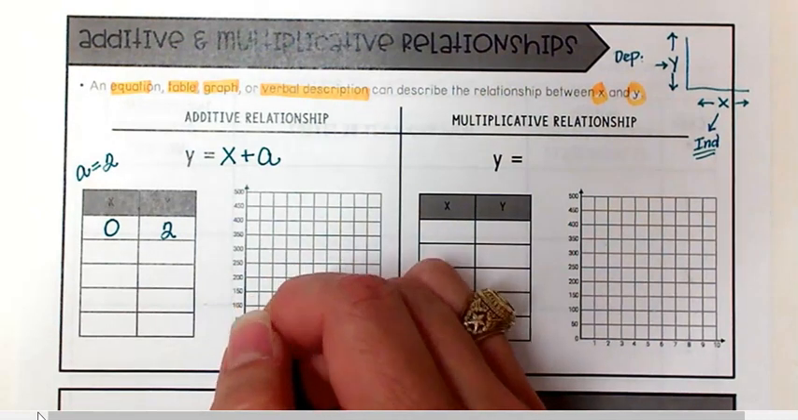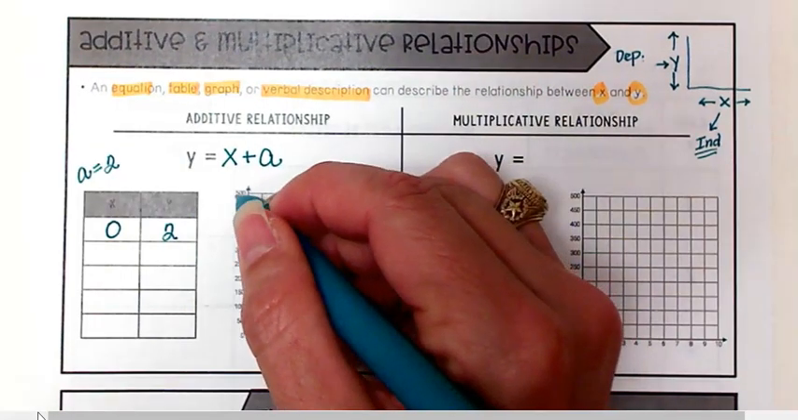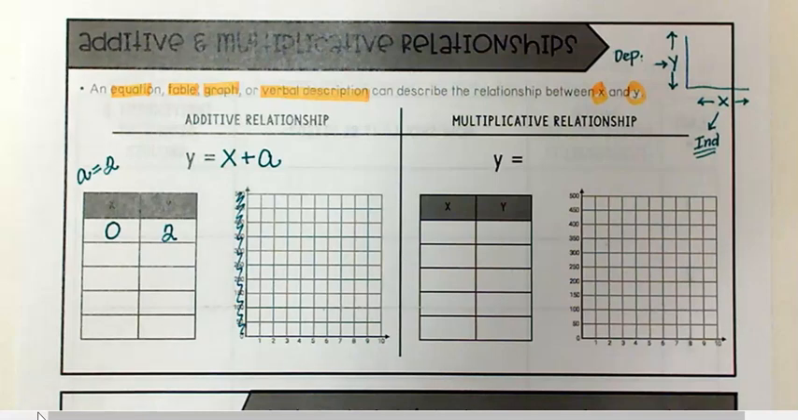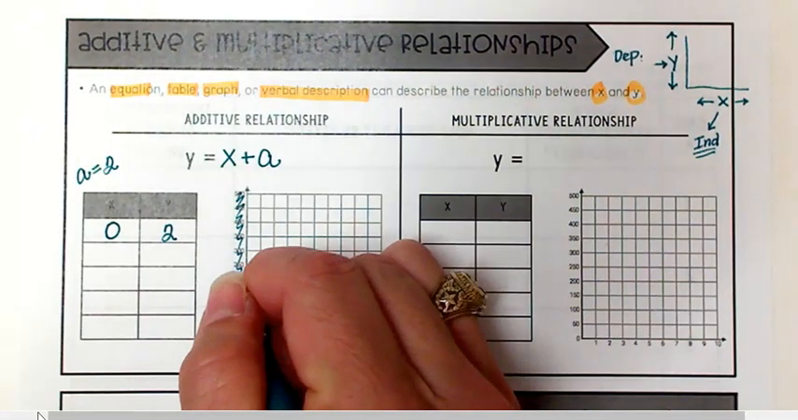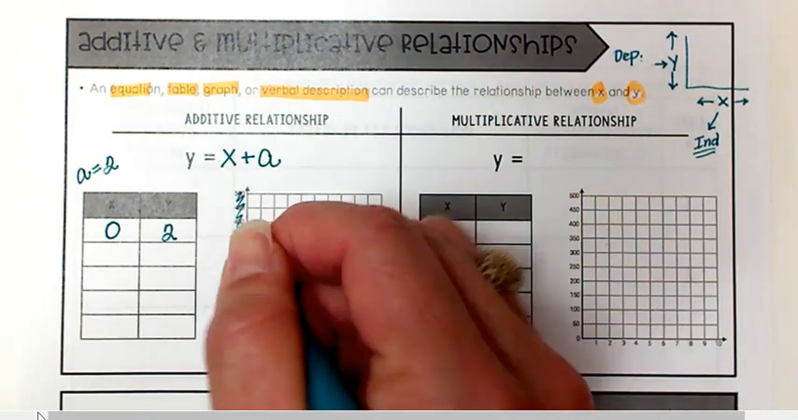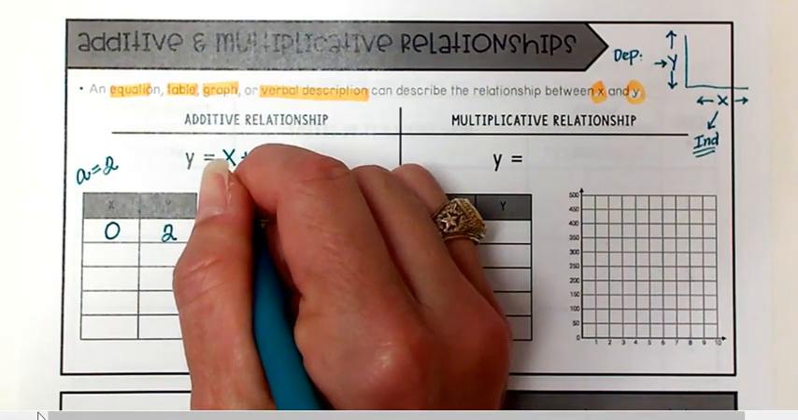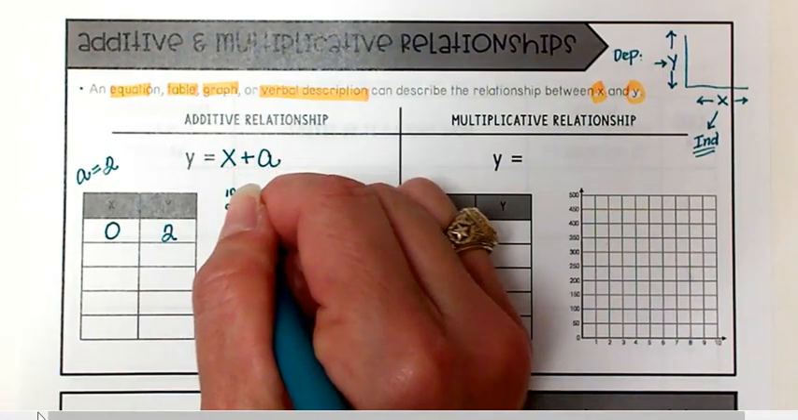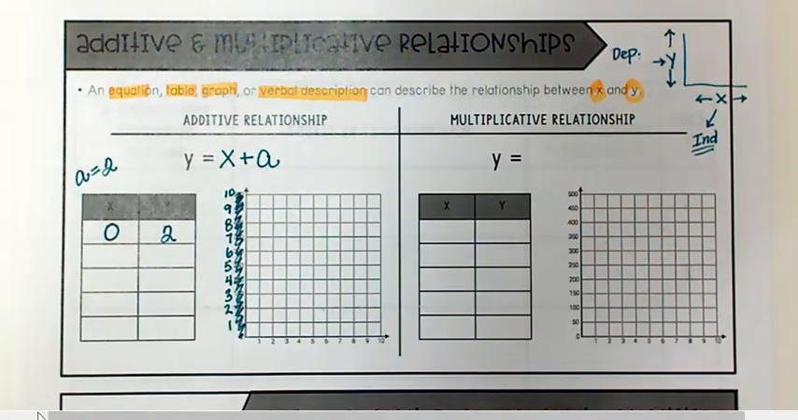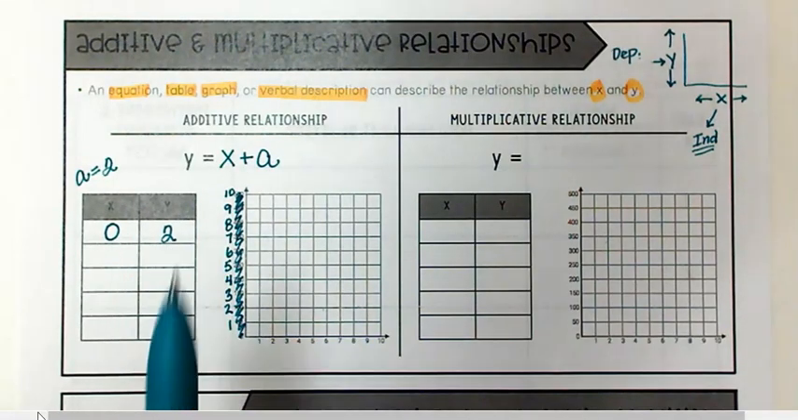And I can plot that. On this, your scale, I think, is off. This should be 1, 2, 3, 4, 5, 6, 7, 8, 9, and 10. So sorry about that, but they gave you a different scale than they should have. Okay, so for instance, additive relationship: 0 plus 2 gives you 2.